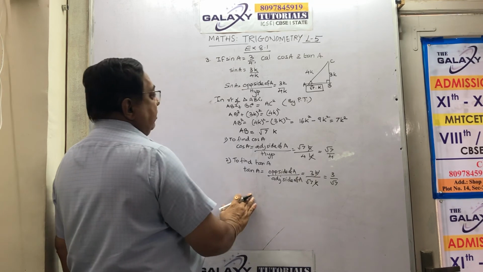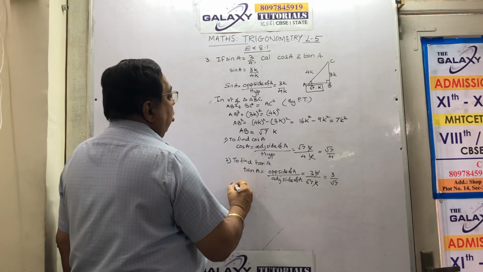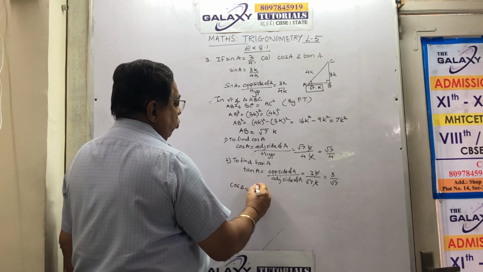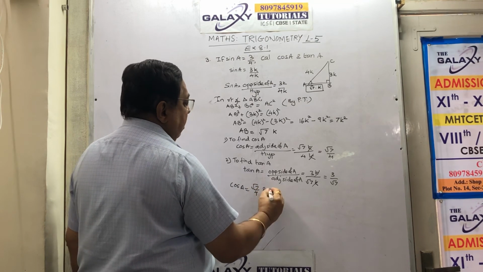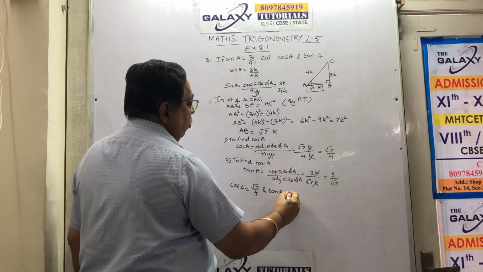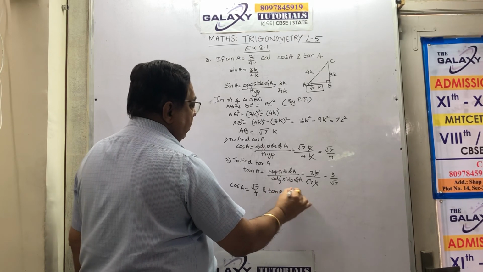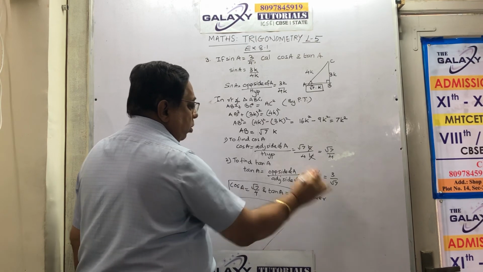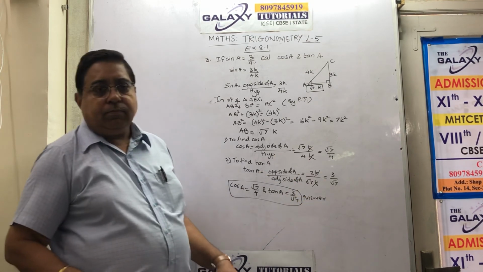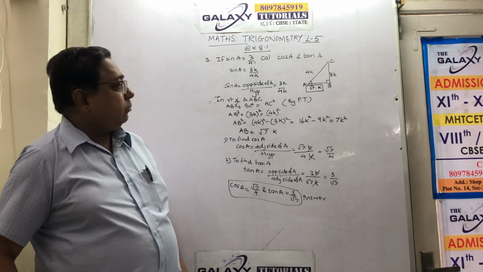I have to write the answer. Answer: cos A is equal to root 7 upon 4 and tan A is equal to 3 upon root 7. Put it in a square box. This is what is expected from you. We will go through it once again.